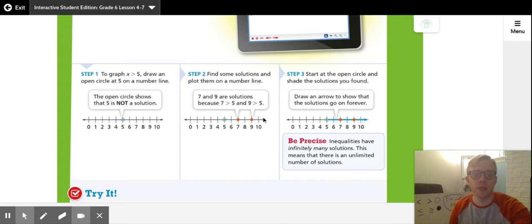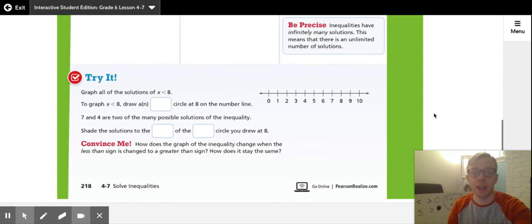Then we look at step 2. We think of possible solutions. This is something we do mentally. And then we draw an arrow. The arrow is going to go to the right because those are all the numbers that are bigger than 5. So I hope that helps you. What I want you to take a look at in your book right now is this triad. I want you to go ahead and think about how you would graph x is less than 8.